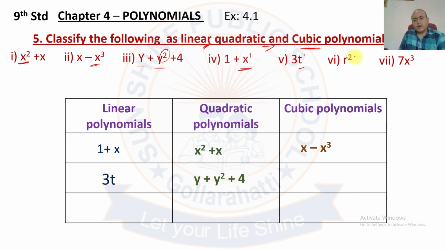Next is r square. R is a variable and the power of r is 2. When the power is 2, we will call it a quadratic polynomial. Therefore, r square is classified under quadratic polynomials. And the last is 7x cube. Here the variable x has the highest power 3, which is called a cubic polynomial, so 7x to the power 3 is classified under cubic polynomials.